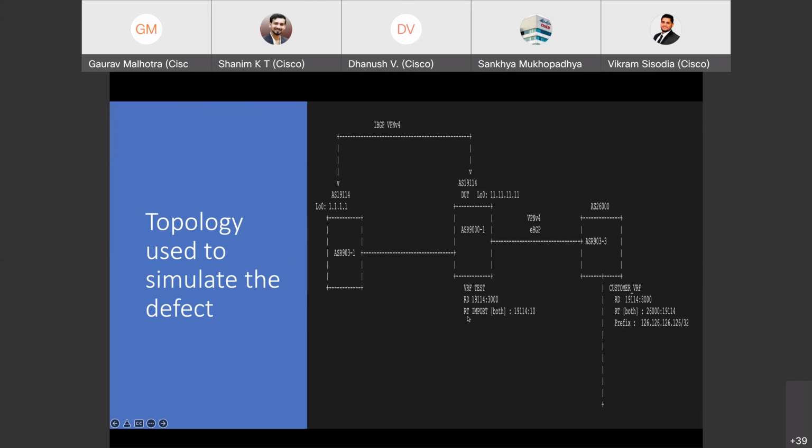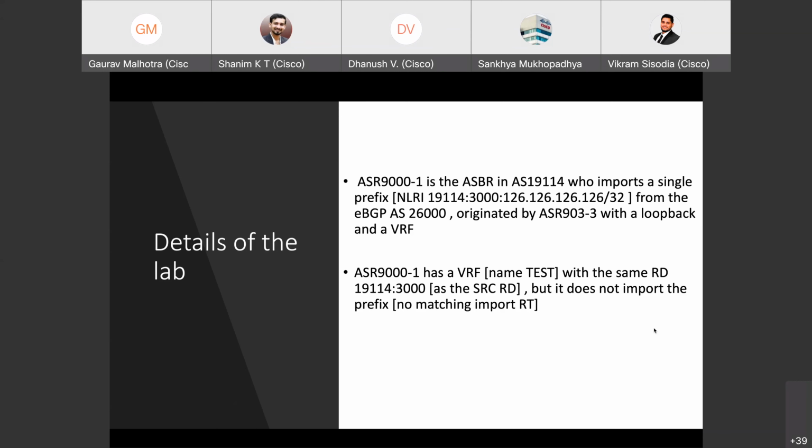And please note that the RT that I am exporting from the ASR 903-3 device, which is the external AS, does not match with the RTs of the VRF test on the DUT. So this prefix will not be imported into the VRF. It will just be part of the VPN v4 RIB. This slide just explains what I said. It just explains how the NLRI will be formed.